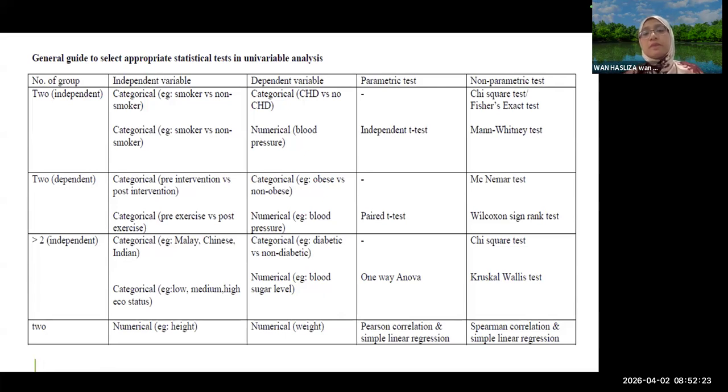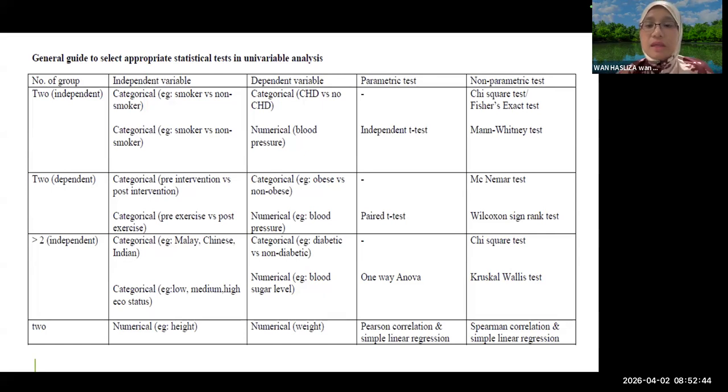What is the difference between correlation and regression? Correlation, you just want to see the association. What is the strength? However, when you talk about simple linear regression, if you have a good study design, it means that you're able to do prediction.